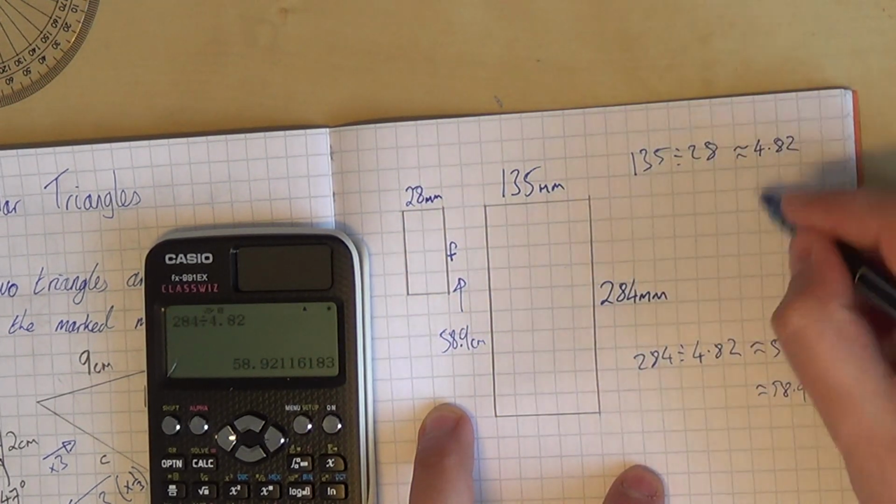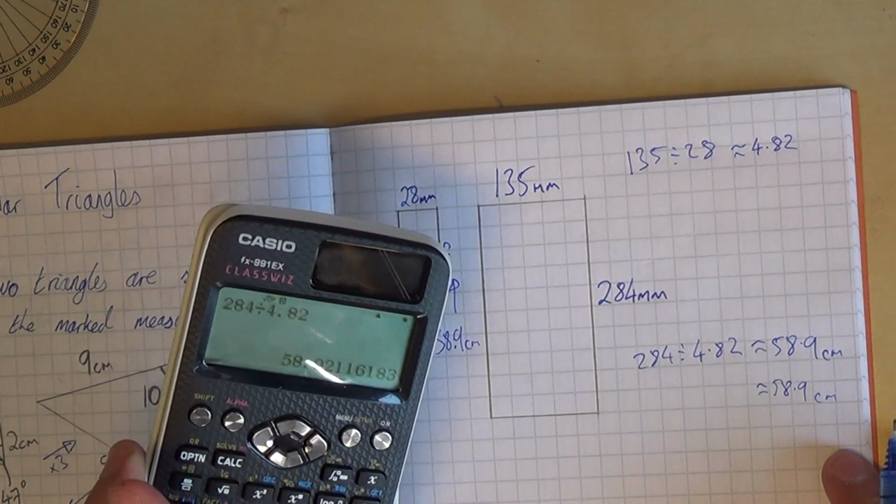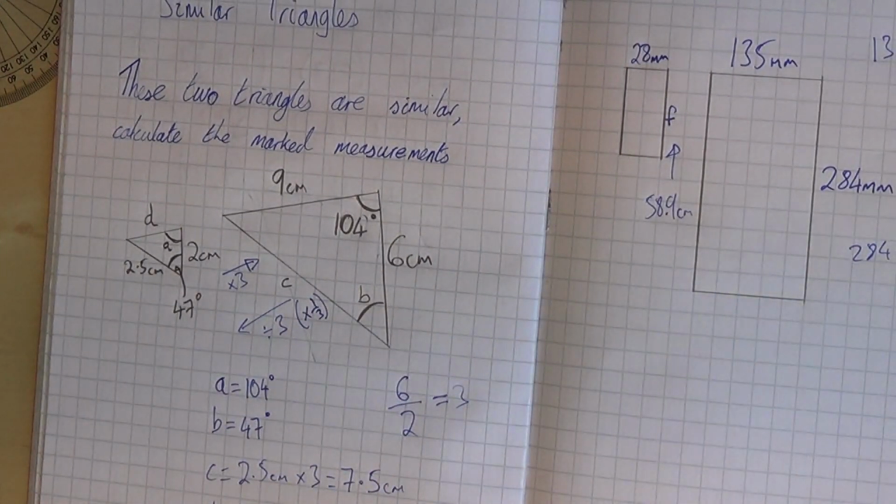It doesn't matter how fiddly these numbers are, it's just multiplying and dividing. You've got a calculator for the tricky numbers, and for nice whole numbers you don't even need that.